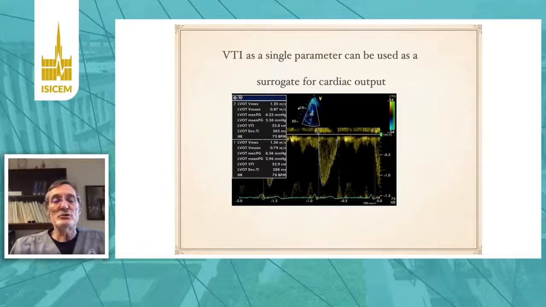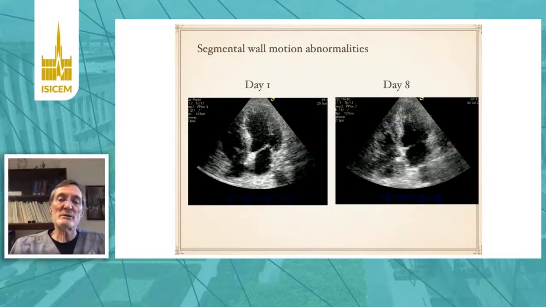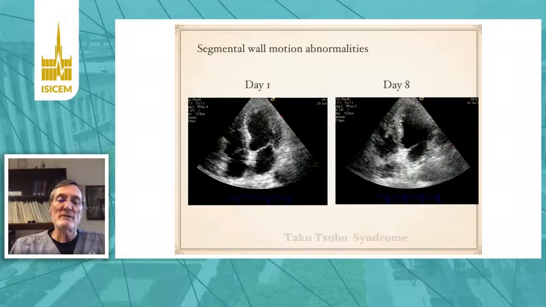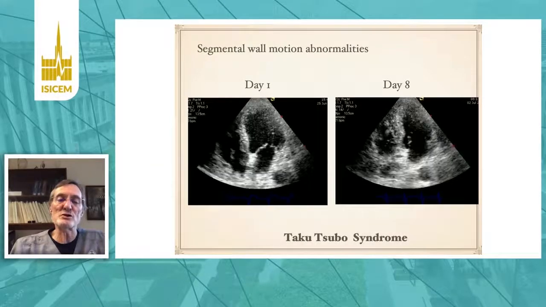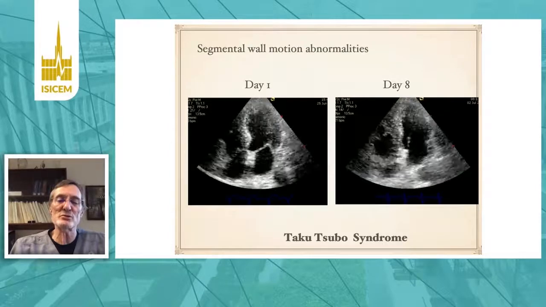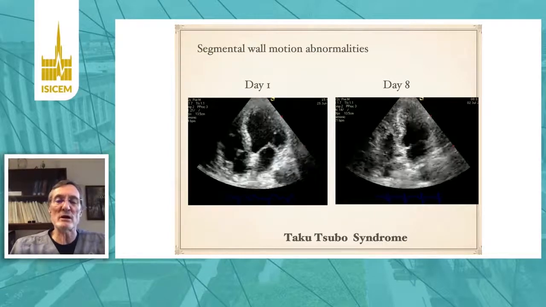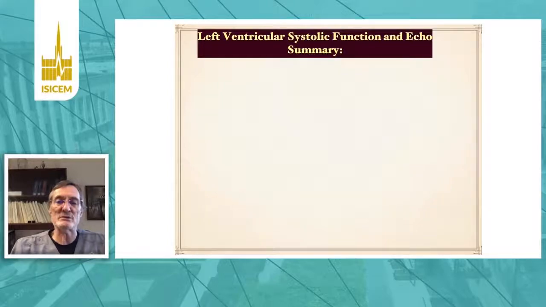Cardiac output, you can use the VTI of the left ventricular outflow tract. It's a very accurate method for cardiac output. Segmental wall motion abnormalities, very important to see whether it's a reversible condition like Takotsubo syndrome, or are you dealing with underlying ischemic heart disease.